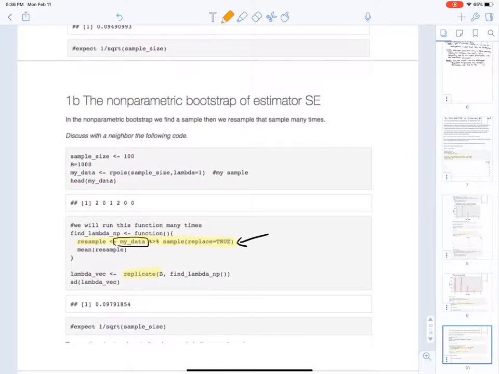So you can compare this with non-parametric bootstrapping. Here, just notice that you're sampling with replacement.